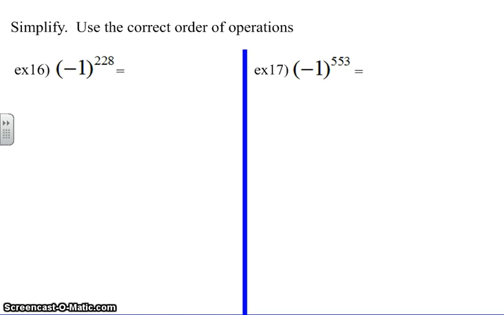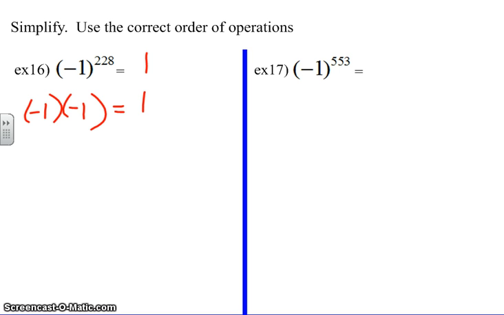2 more examples to look at. Simplify using the correct order of operations. Negative 1 to the 228th power. Now you may be thinking, I can't write out negative 1 228 times. But if you look at this, if we do negative 1 times negative 1, that gives us a positive 1. 228 is an even number. So anytime you see an even number as your exponent, you're always going to get a positive answer. So negative 1 to the 228th power is going to be a positive 1.